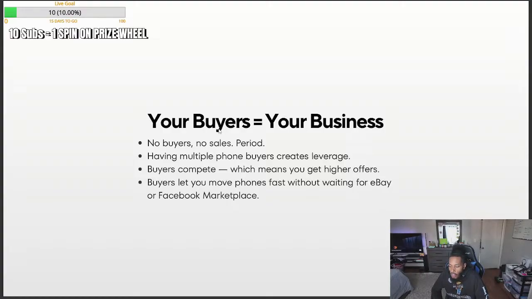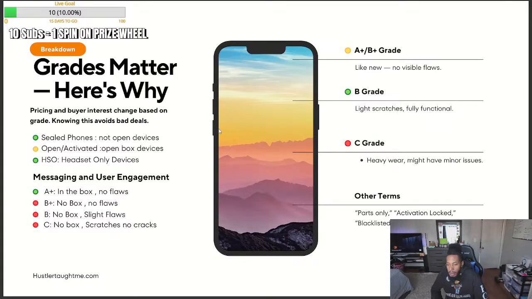Buyers let you move phones faster without waiting for eBay or Facebook or even Gazelle or any platform you are trying to sell on. Now, grades matter, and here's why. Pricing and buyer interest change based on grading. Knowing this avoids bad deals.